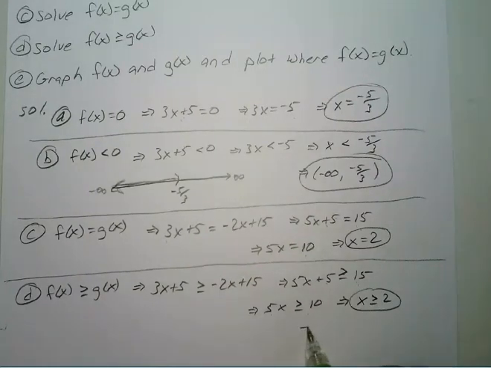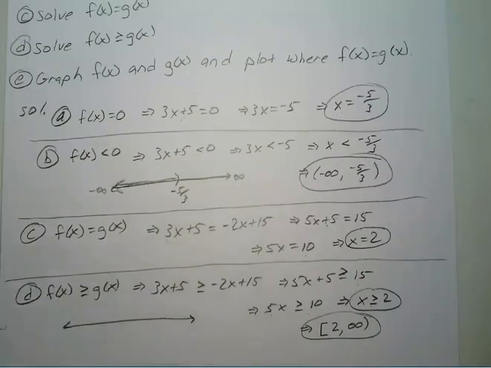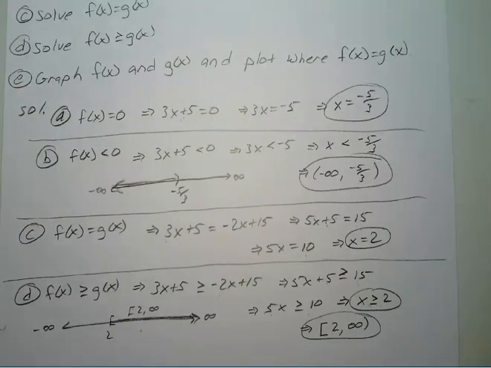Okay, which means our solution interval is x is greater than or equal to 2. Since we're greater than or equal to, we're going to use the bracket. So we'll go from 2 all the way to infinity. And again, if you wanted to visualize it on the number line, you just have 2. X is greater than or equal to 2, so it's everything from 2 to infinity. We have infinity, and we have our negative infinity. So if you wanted to look at it on the number line, that's how it would look.